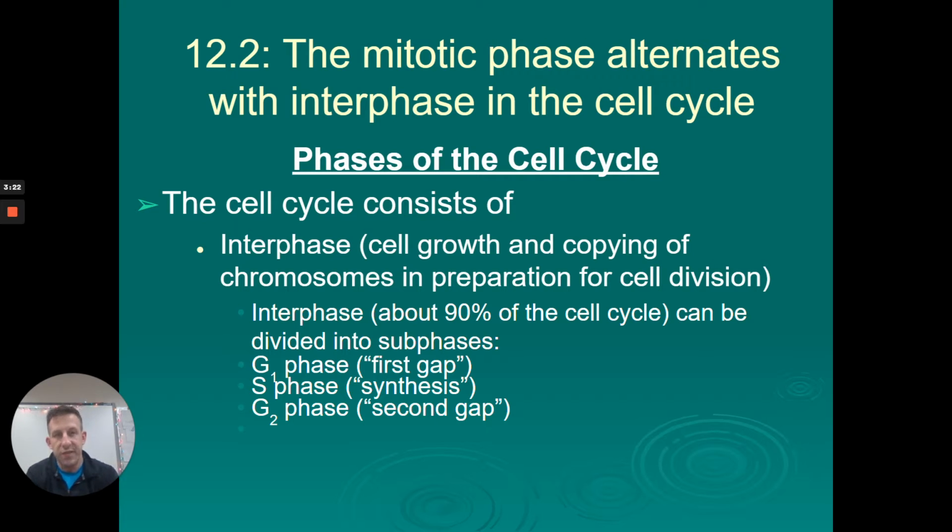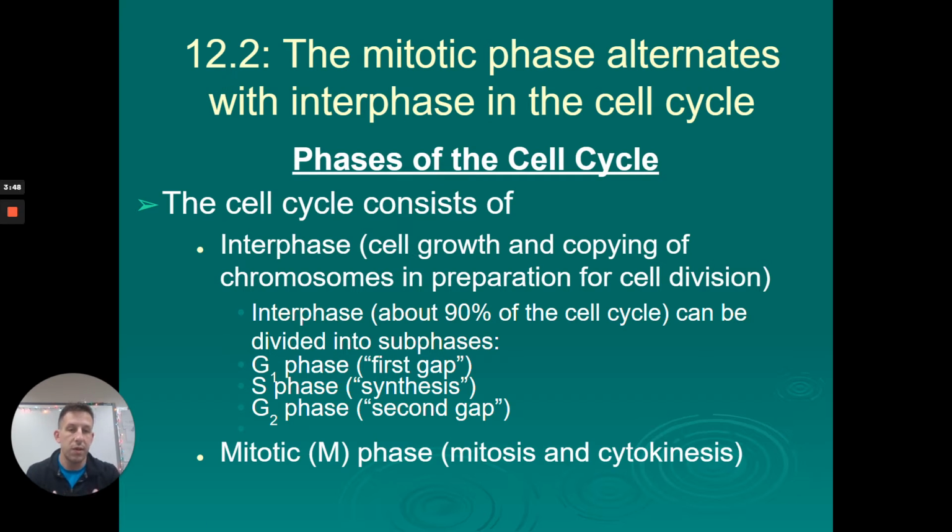The G2 phase, we have another growth phase. In this growth phase, the cell spends a little bit of time growing. It makes some extra cytoplasm, maybe a few extra organelles, and it prepares itself for cell division. So in the G2 phase, we have a preparation for cell division. After the G2 phase, we're going to start the mitotic phase. This is where the cell spends about the other 10% of its life.